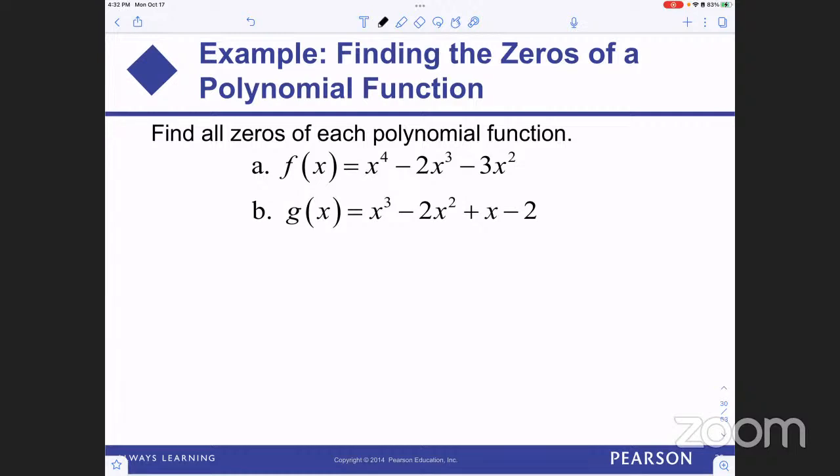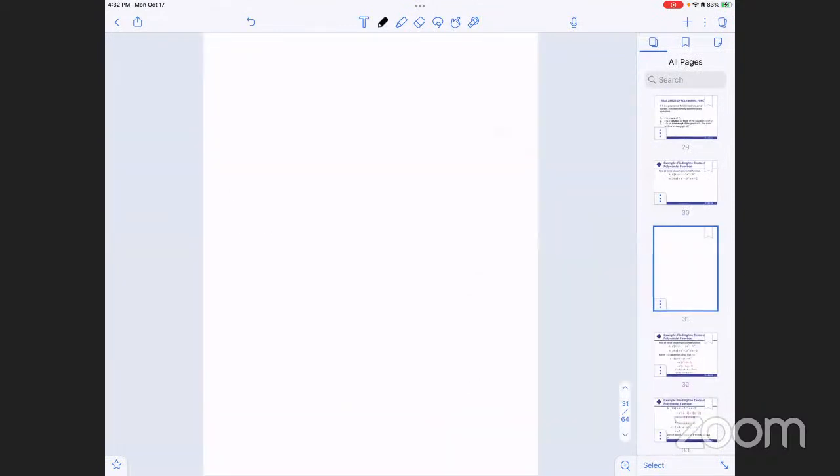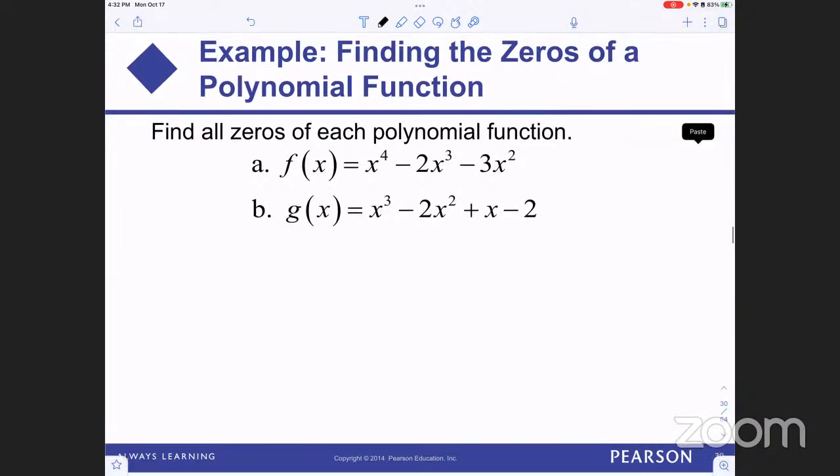Find the zeros of each polynomial function. Okay, so do I need space? Let me give myself some space. I think one is enough. And let me change this view to seamless. Okay. So let me start by getting a copy of A and B.